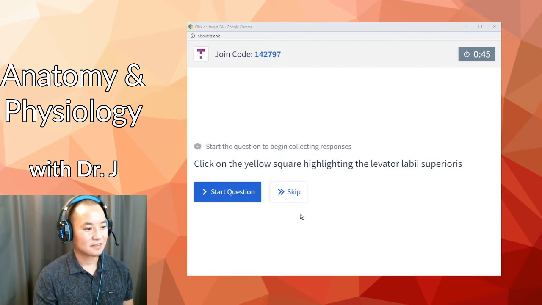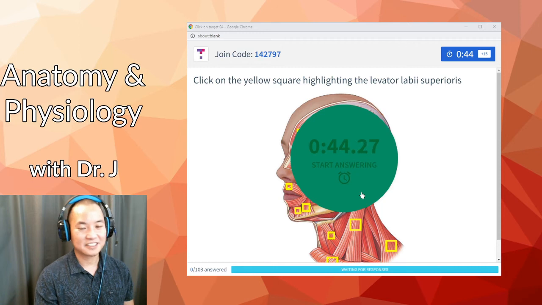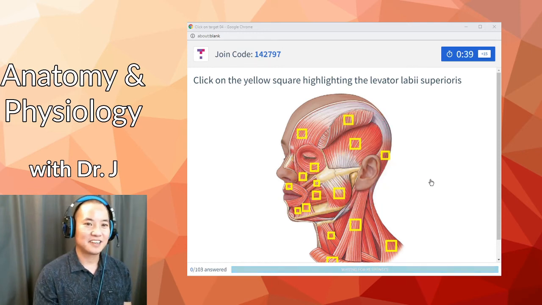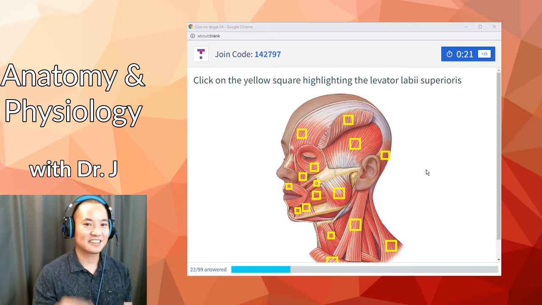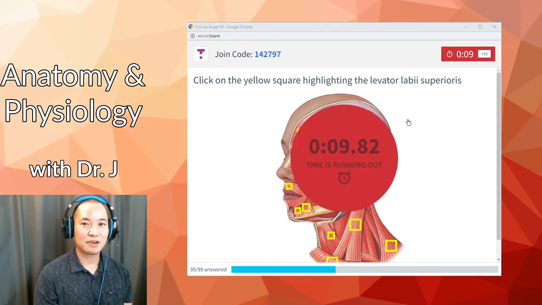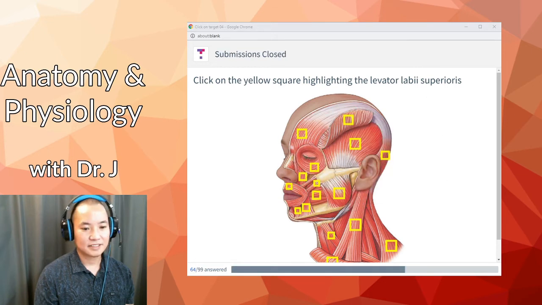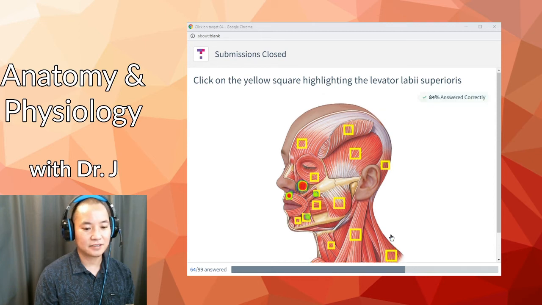And one more before we continue. Or actually, two more. So click on the yellow square highlighting the levator labii superioris. So hey, levator, that sounds like elevate, right? And superioris, that sounds like a direction. And if you remember from the last lecture, labia refers to lips. Do you see a muscle that's superior to the lips, and that would probably elevate the lips? All right, let's see how everyone did. Okay, so lots of you clicked that, and most of you are correct. So this is the levator labii superioris.